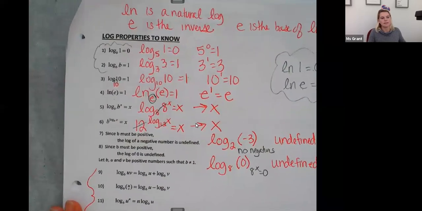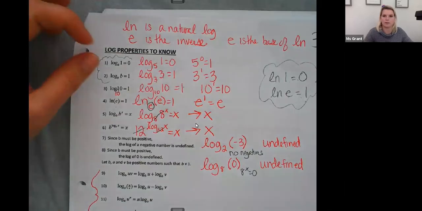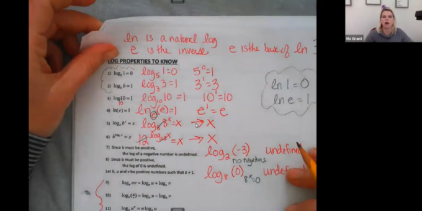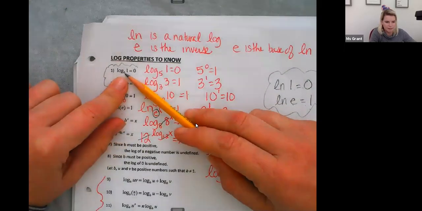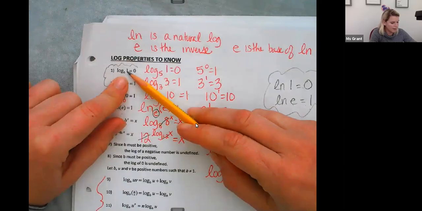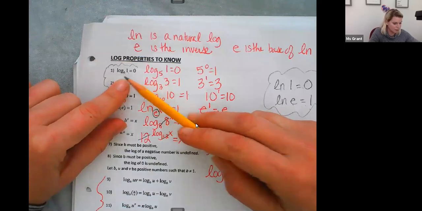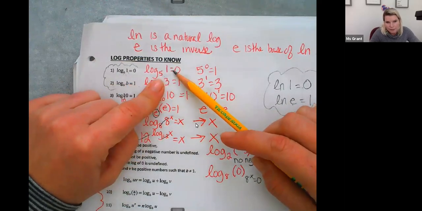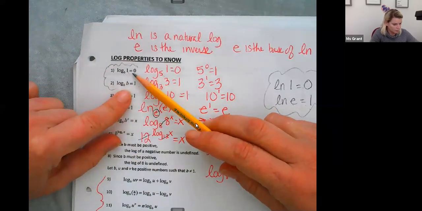All right, let's talk about some ideas from the past that you guys may have forgotten, which I want to remind you of. Here are some log properties. When you have a logarithm with any base of 1, log base b of 1, that 1 there, log base anything, it could be log base 5 of 1, always equals 0. We're going to use this today.